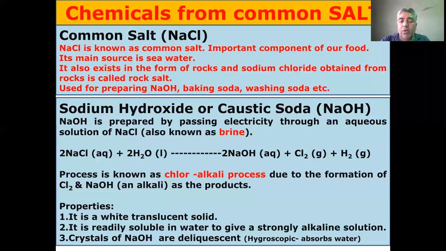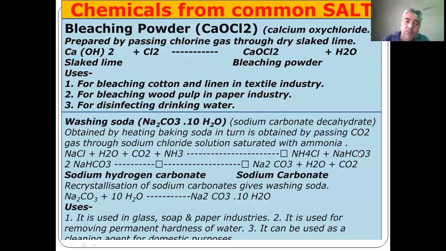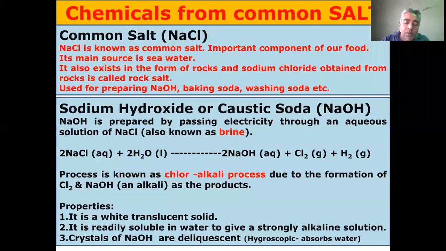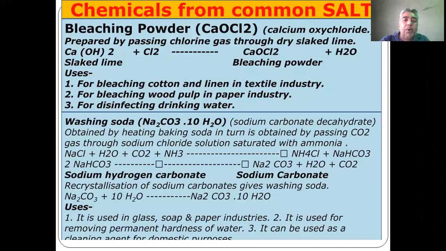Crystals of sodium hydroxide are deliquescent, that is, they absorb water. After that, next is the bleaching powder, calcium oxychloride. Bleaching powder is calcium oxychloride. In all these salts, you must know their properties, usage, and process of formation. There are the 5 salts.